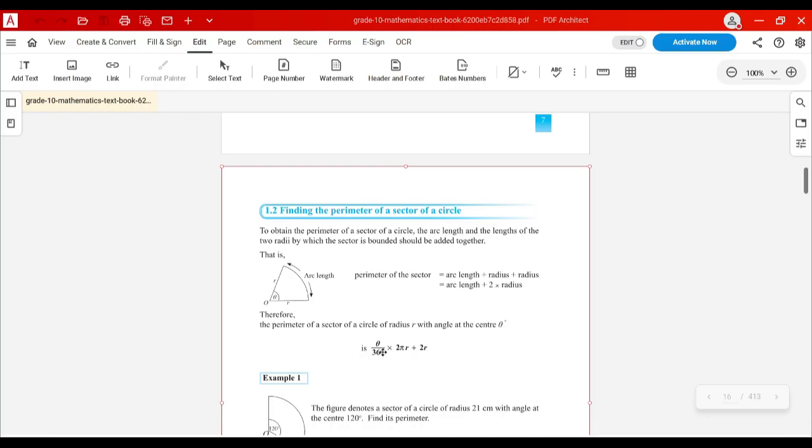You need to first find the arc length. Now you can see theta over 360 into 2 pi r is for what? To find the arc length. Then the addition of 2r is to find the perimeter.